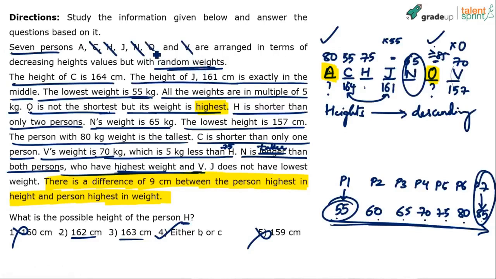O is also ruled out because O is highest. We want the second highest. Second highest can be A, can be J also, right? There is a possibility that J has 85 kgs of weight and O has 90 kgs of weight. In that case, J becomes second highest. Yes or no? Or is there any statement which eliminates J? The answer should be between A and J, right?